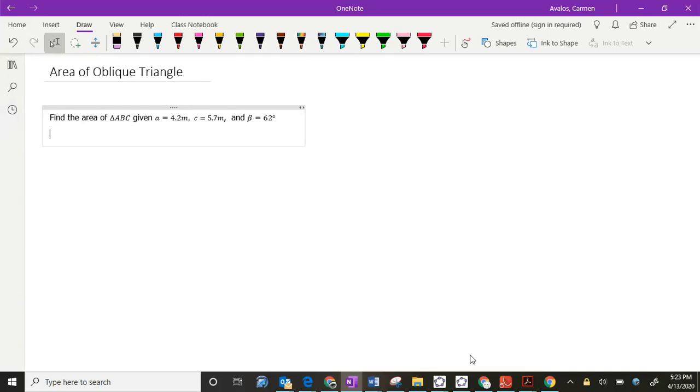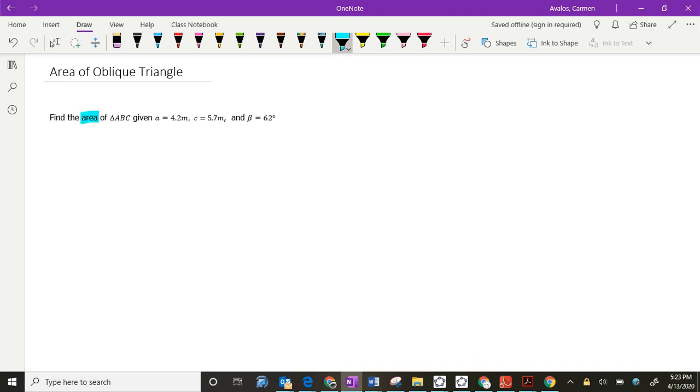So we are looking here at finding the area of an oblique triangle. That just means that it's not a right triangle. One of the things you have to do when you're doing any type of testing is read it carefully and see what you're looking for.